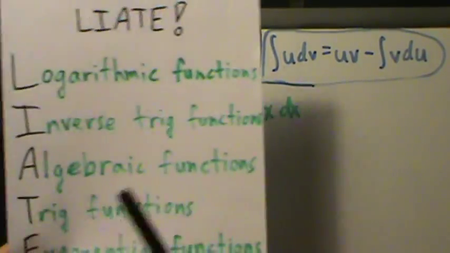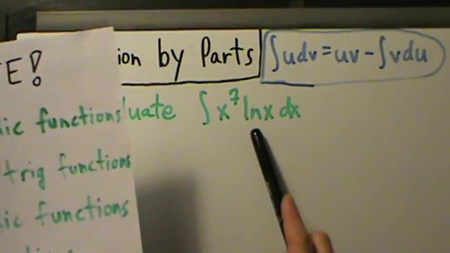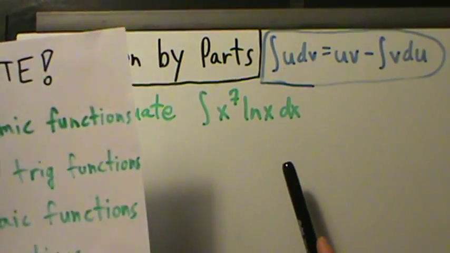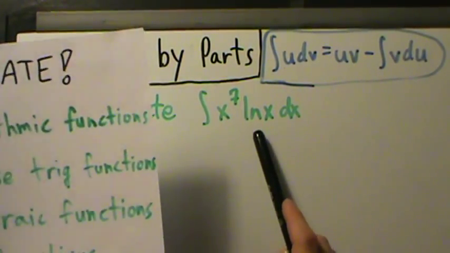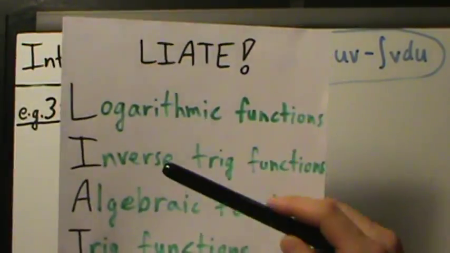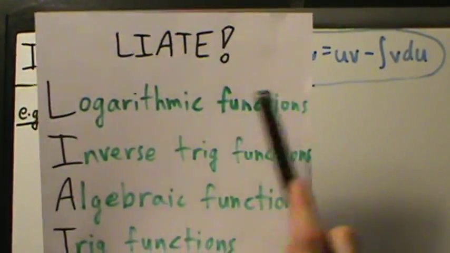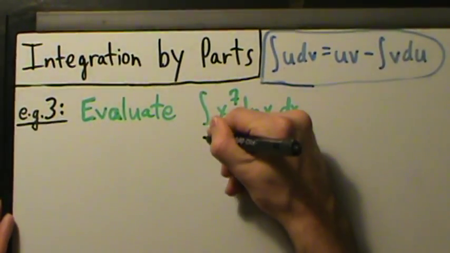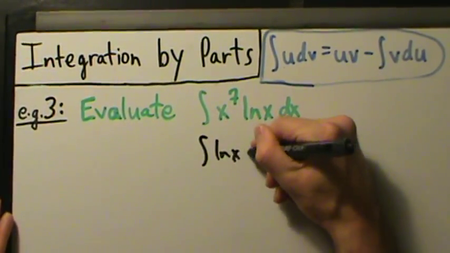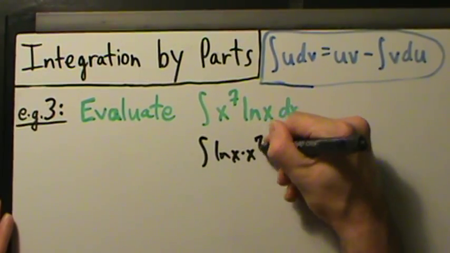x to the 7th, that's an algebraic function. And natural log of x, that's a logarithmic function. So we're going to let u be the natural log of x, because logarithmic functions appear higher on this list, so we want to let u be that. First, what I want to do is rewrite this as the integral of natural log of x times x to the 7th dx.